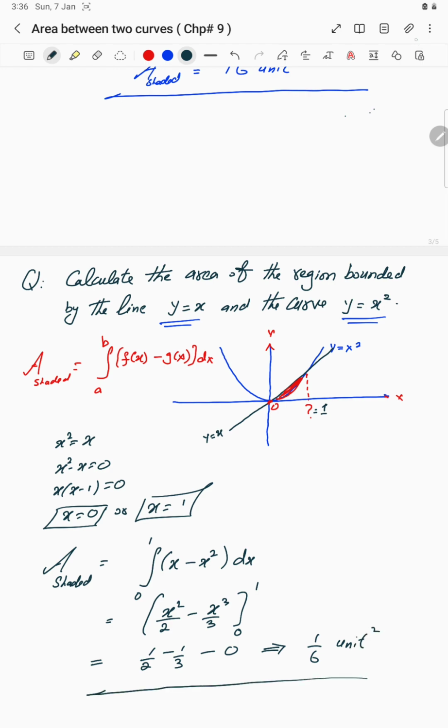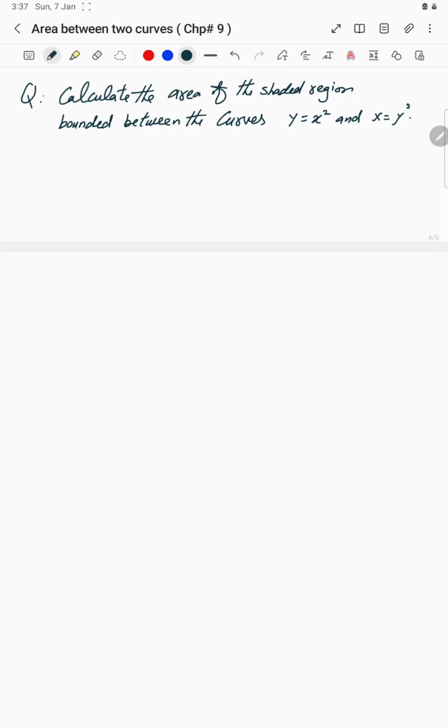I hope it is clear. Okay guys, now for this question we have to find the area of the shaded region bounded between the curves y equal to x square and x equal to y square. So we have two functions here, y equal to x square and this one. So first of all, we need to find the common or intersecting point of the curves to get the limits of the definite integral.